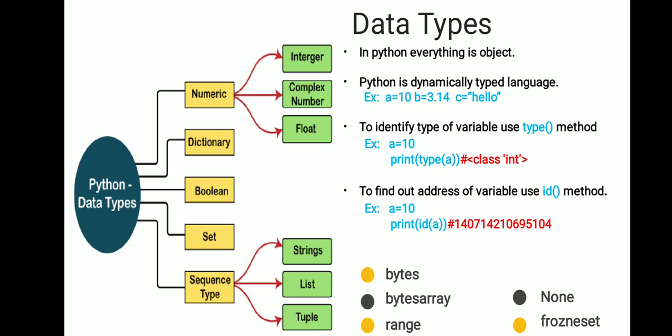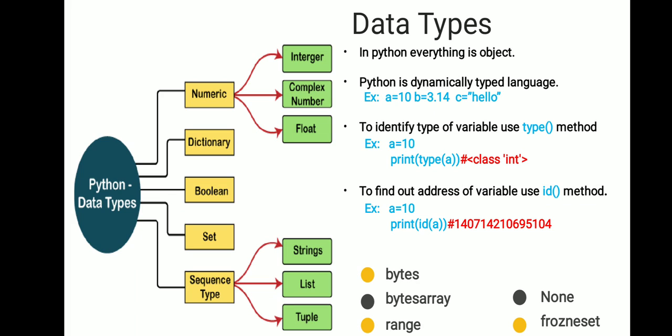a = 10 and then print(type(a)). Now a = 10, so 10 is an integer value, so a will become an integer type of variable. So print(type(a)) will print the output as class int. In Python, if you want to write a comment, you can write that by using the hash symbol. So now see the output of this print statement after the hash.